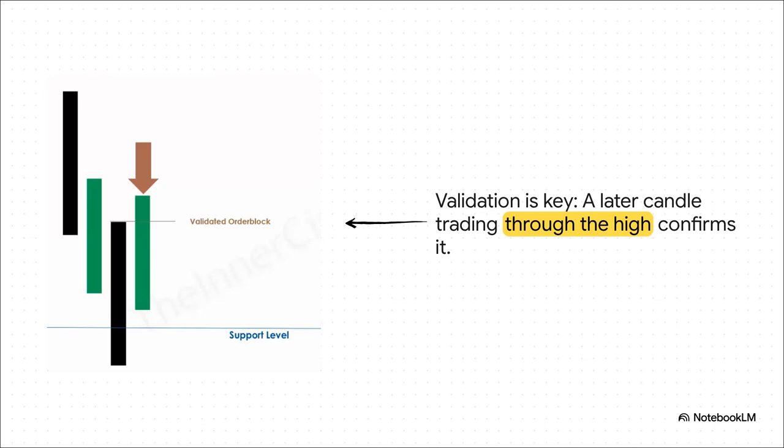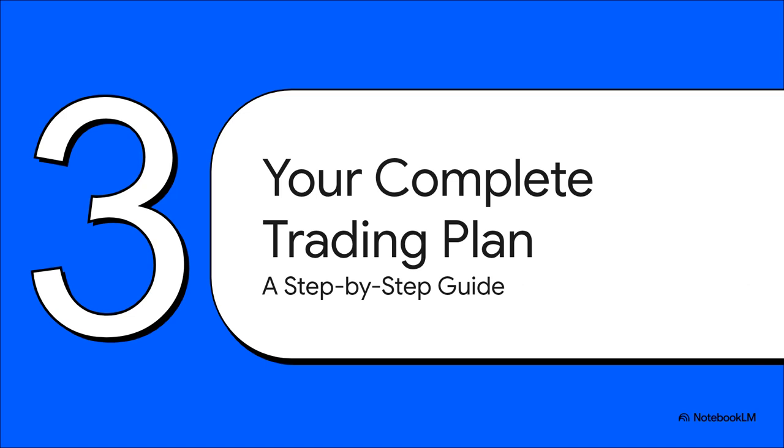But, and this is a big but, just spotting a down candle isn't enough. The absolute key here is validation. An order block is only really confirmed when a later candle trades decisively through the high of that down candle. You can see it right here in the diagram. That powerful move up is the real signal that smart money has stepped in and is ready to push prices higher.